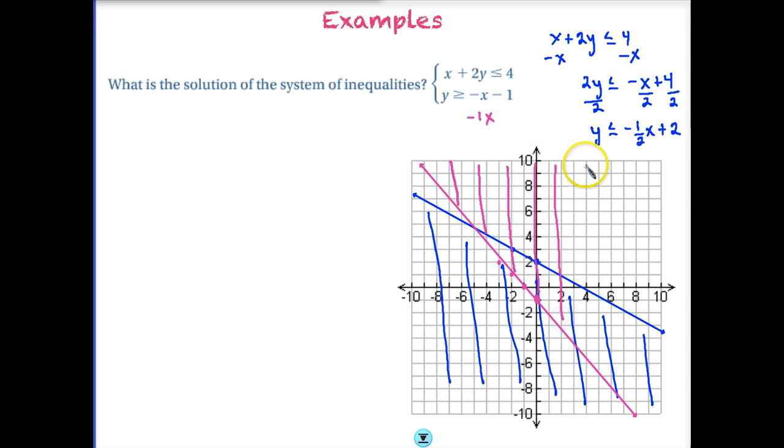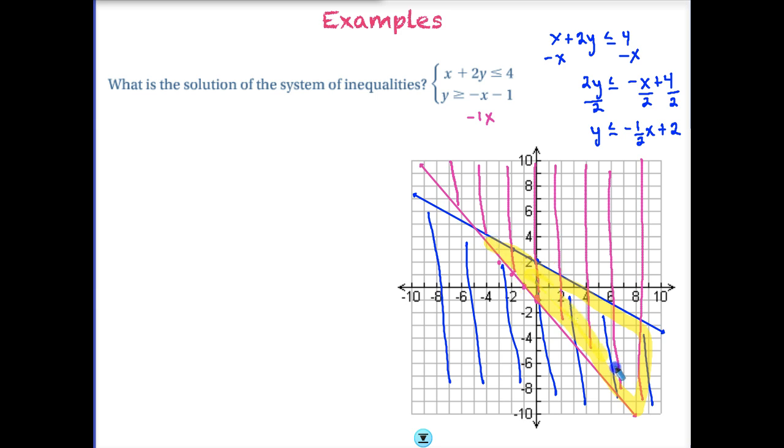Okay, so if we look at where these lines overlap, you can see that they are going to overlap in this little triangle region down here. So what I'll do is I'll go ahead and highlight this area so you can see it better. So that's all down here. This is my overlapping region.